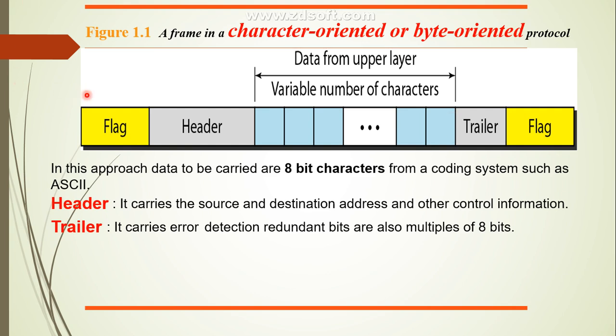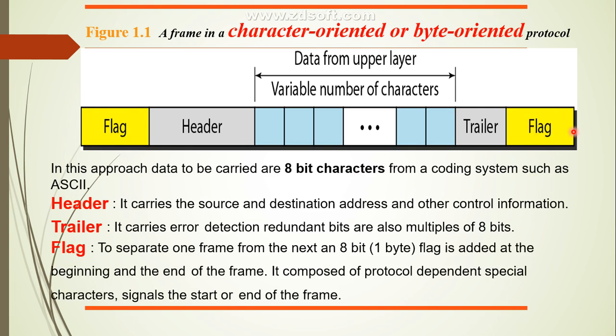And talking about the flag, shown in yellow color, basically to separate one frame from the next, an 8-bit flag is added at the beginning as well as at the end of the frame. So basically it is composed of protocol dependent special characters, which signal the start or end of the frame.